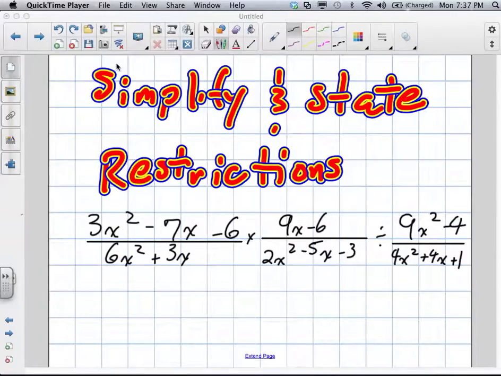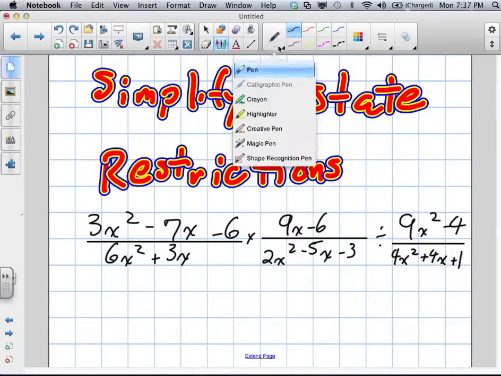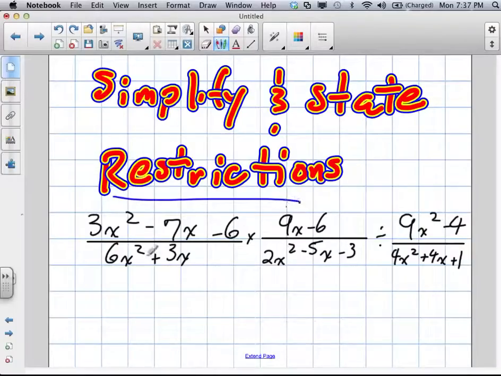Okay, simplify and state restrictions. We have a complex question here. There's 3 sets of fractions. First of all, the reason we have to talk about restrictions is because on a fraction, the bottom of the fraction cannot be the number 0. It's undefinable. So what we have to figure out are what options of our variable x will give us zeros on the bottom.